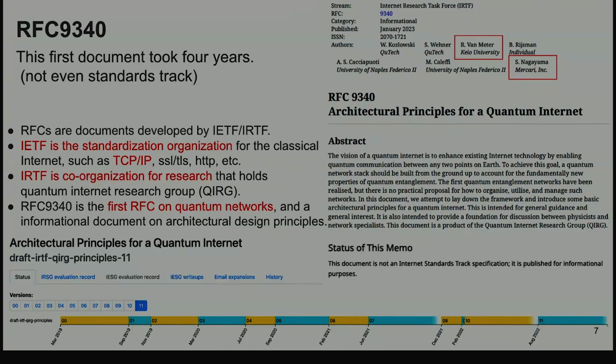And all of these versions are available in the public repository known as the IETF's data tracker. So anybody can go back and look at any of this history. And the archives of the mailing lists are available as well.